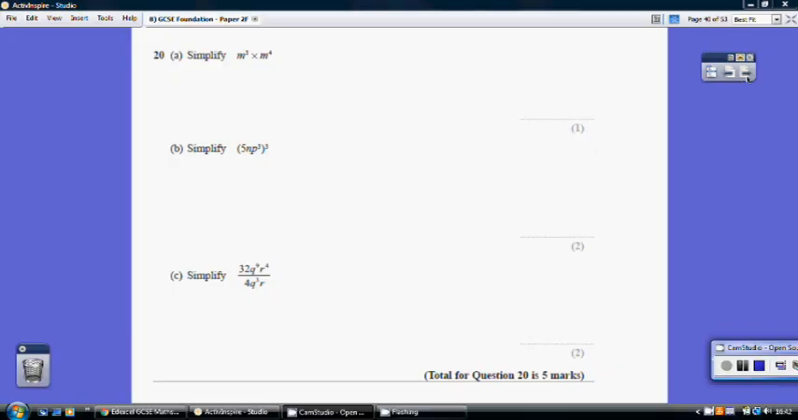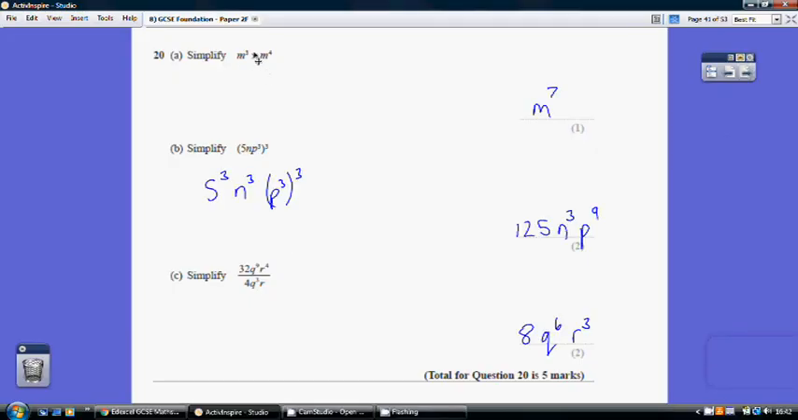Question 20. Well, when we're multiplying, we add the powers, so 3 add 4 is 7, m to the power of 7. Now part B, I've got to apply this cubing to each of the 3 components. So 5 cubed, which is 5 times 5 times 5, which is 125, n cubed, and then p cubed, all cubed. Now when we have a power inside the bracket and outside the bracket, we multiply these together, so that's p to the power of 9.